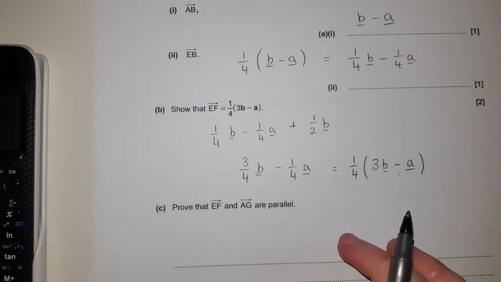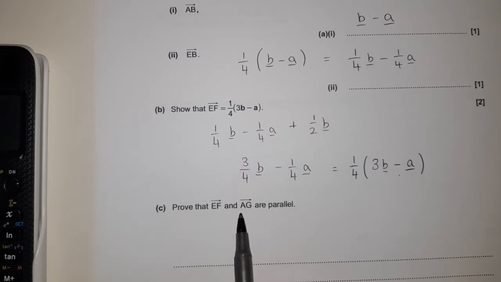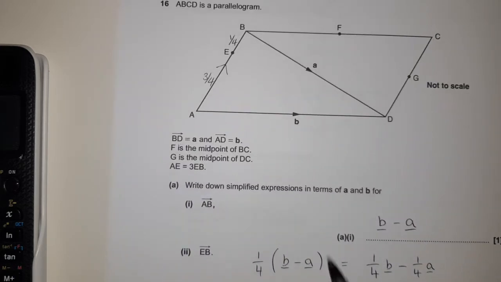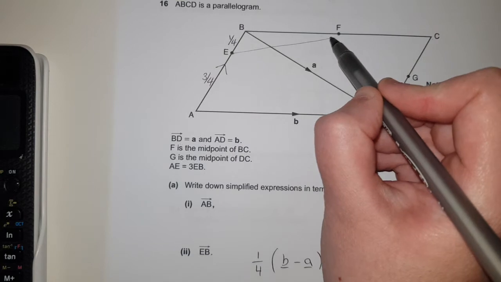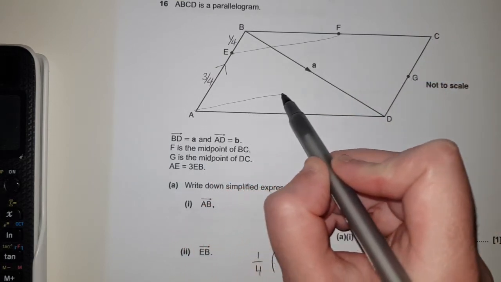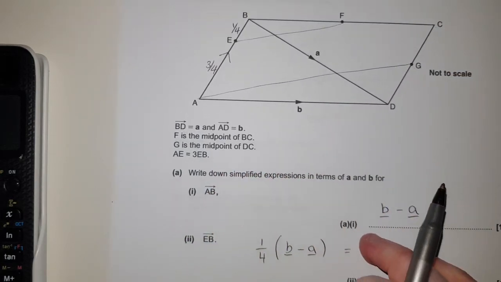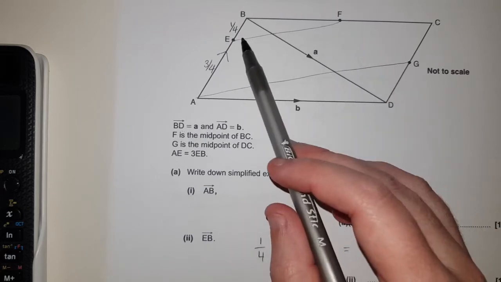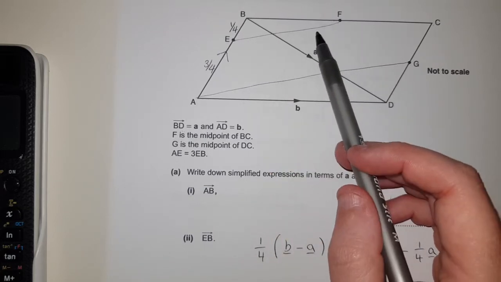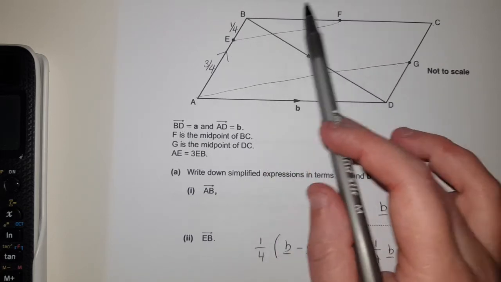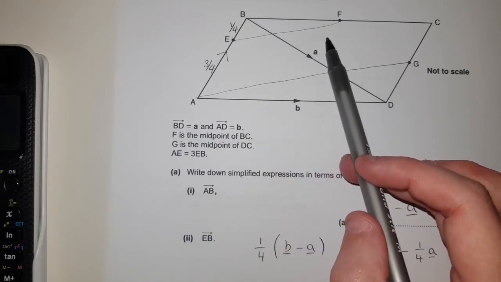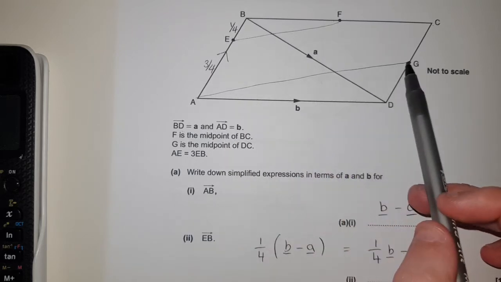Right, this is where it gets a little bit trickier. Prove that E to F and A to G are parallel. So we want to prove that the line from E to F and the line from A to G are parallel. Now, if they're parallel, remember these are essentially the same vectors, just one of them will be a multiple of the other. Now, we've already worked out E to F, we've just done that in part B. So we basically want to work out A to G.